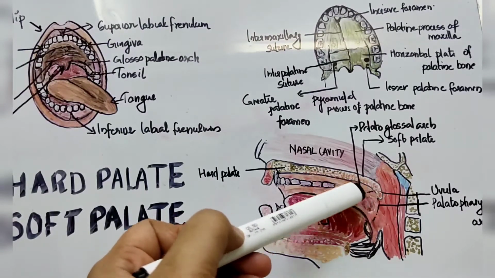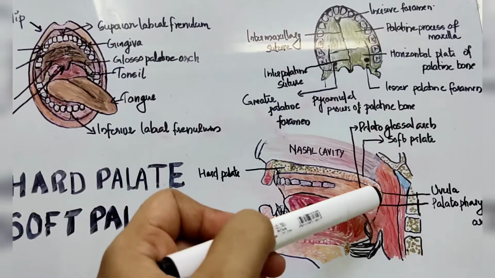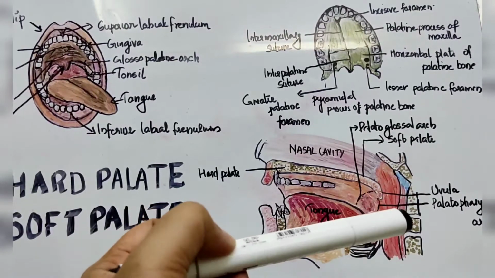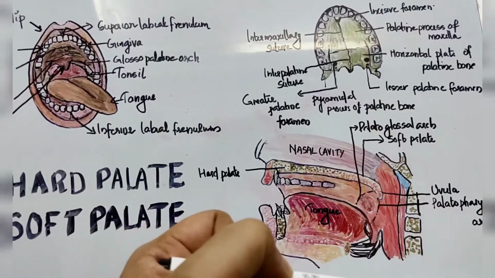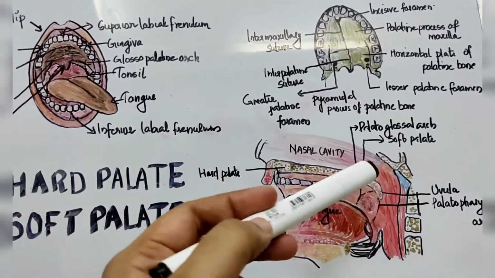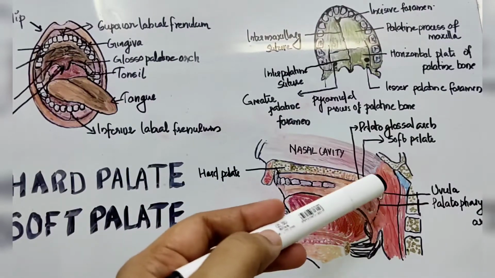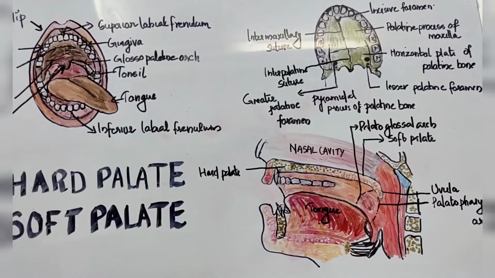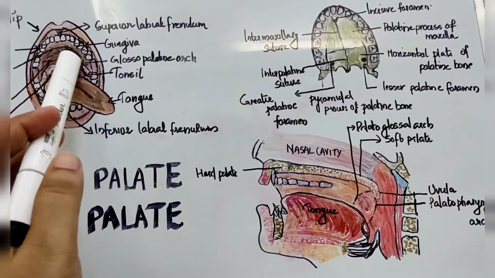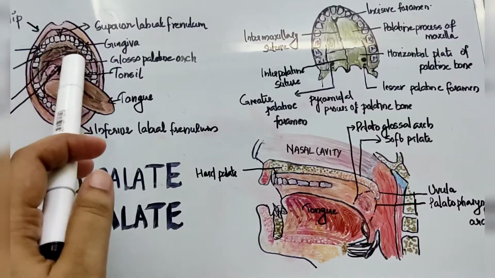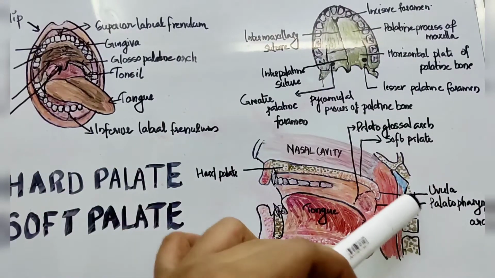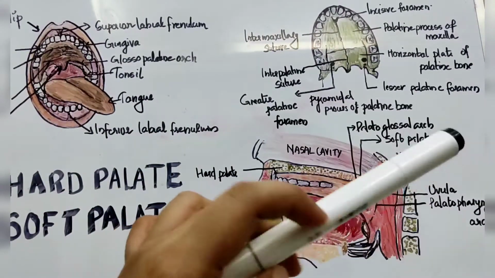In between is the tonsillar fossa, where you can see the palatine tonsils. We have already discussed the tonsils when we discussed the Waldeyer's lymphatic ring. So these are the two arches which arise from the base of the uvula. The anterior arch, that is the palatoglossal arch, has the palatoglossal muscle, and the posterior arch, that is the palatopharyngeal arch, has the palatopharyngeal muscle.